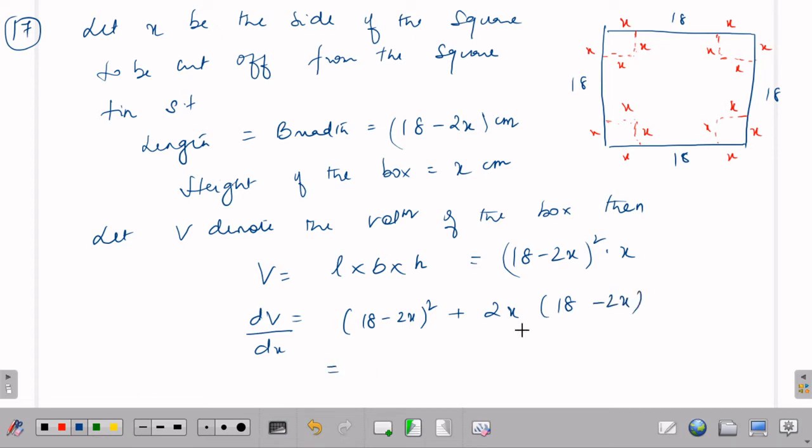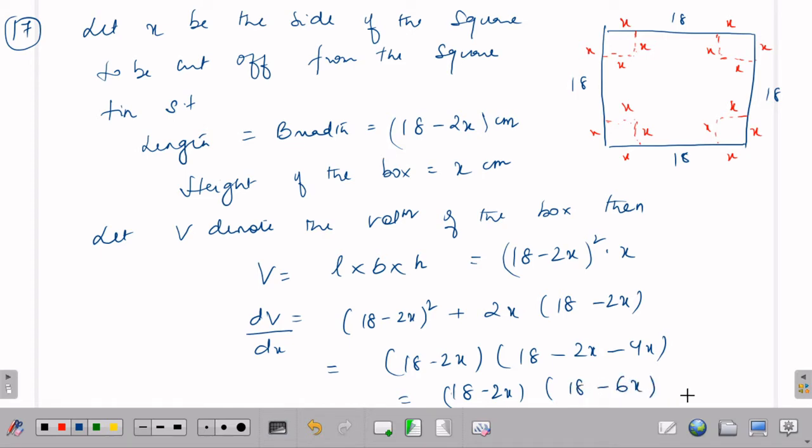So once I simplify that, I'll be getting, if you look, 18 minus 2x common, so it will be 18 minus 2x, and then I'll get here 18 minus 6x. Or if you are still not clear with it, let me just try to do it slowly. I took 18 minus 2x common, so that will be 18 minus 2x, and then minus 4x. So that will be 18 minus 2x, and then 18 minus 6x. I hope you're clear now. So that is what I got, your dV by dx.